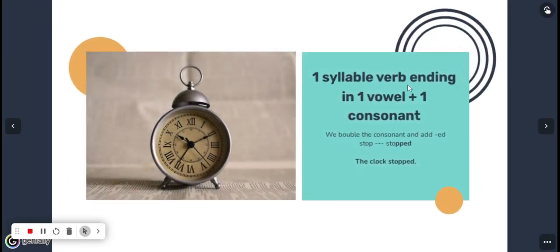One syllable verb ending in one vowel plus one consonant. When there is a verb which is one syllable and ends with a vowel and a consonant, we need to double the consonant and add -ed at the end. For example, stop. We double the p and we add -ed at the end. Stopped. For example, the clock stopped.